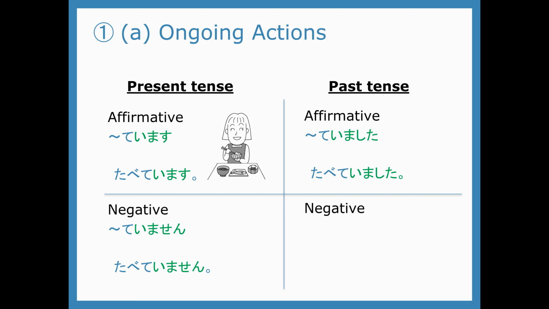We can also say 食べていました to tell about the fact that someone was eating something before. So they were eating. Like, for example, if we wanted to say, I was eating, and then I got a phone call from a friend. Something like that. In the same way, we can say, 食べていませんでした to mean someone was not eating.